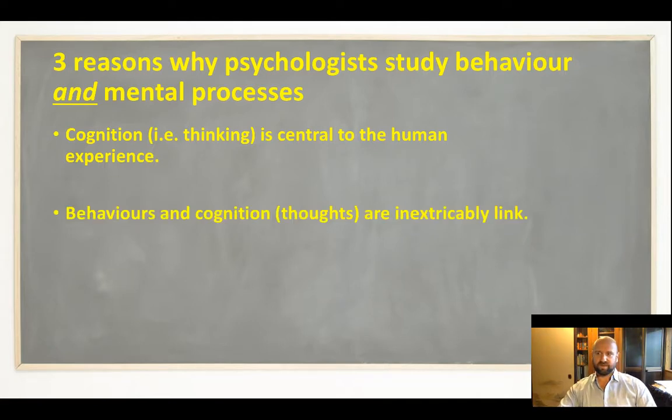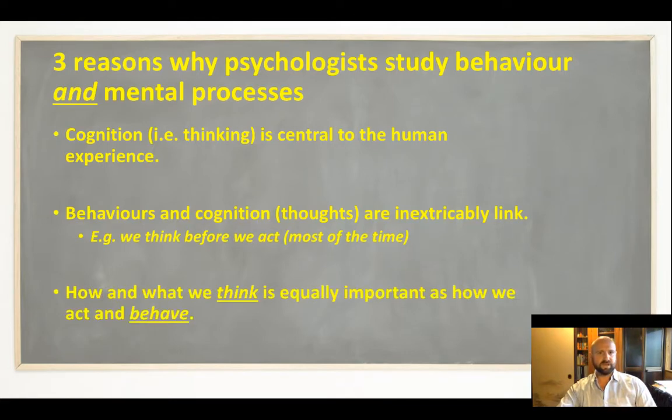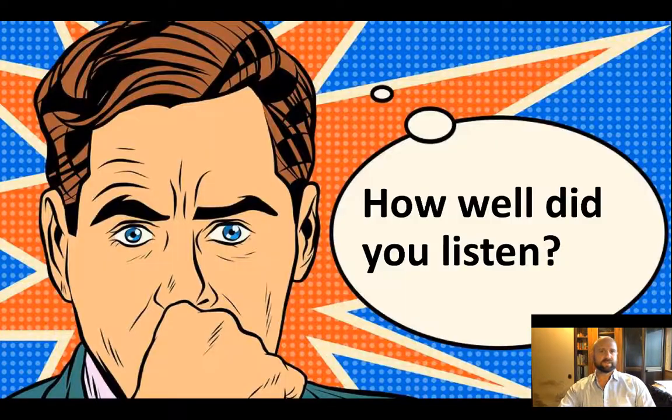The fact that we often think before we act, and if we don't think before we act, then why don't we think? So we can't really separate the 2. And if we're thinking about humans as individuals, how we think is just as important as how we act. So those 2 things are of equal importance, which is similar to the first point there. So that's why. Now I just give them a little test, how well did you listen?